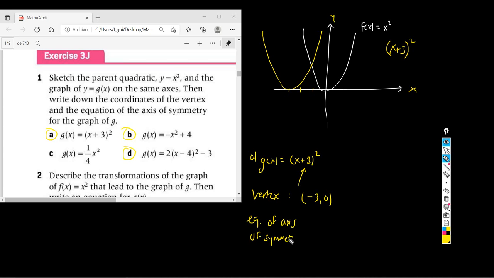What is the axis of symmetry of this yellow function g? Well, it's the line that goes through x equals minus 3. This one right here. That will be the axis of symmetry. Remember, this number right here is minus 3. For vertical lines that go through minus 3, the equation is x equals minus 3. The equation of a vertical line that goes through any given point is x equals that given point on the x-axis, right?